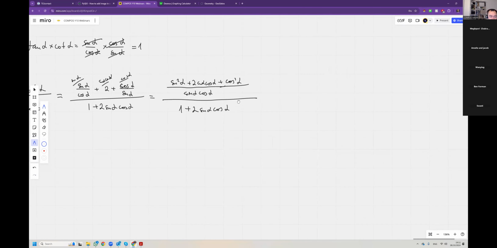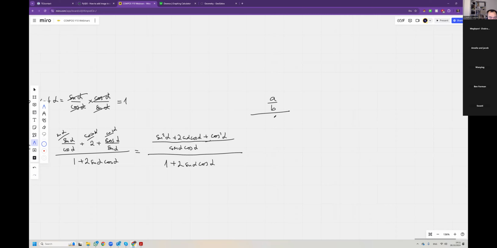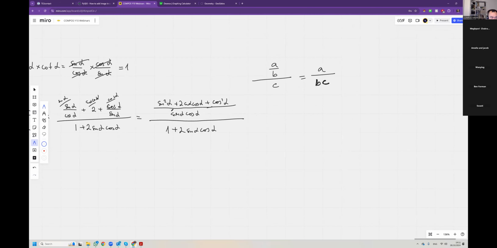Now here I have a double fraction. I have a over b divided by c. This can be written as a over bc. You can verify that. So basically this sine cos goes down. And here, sine squared plus cos squared is 1, so there's 1 plus 2 sine alpha cos alpha over sine alpha cos alpha, open bracket 1 plus 2 sine alpha cos alpha. And this cancels. So it's 1 divided by sine alpha cos alpha.